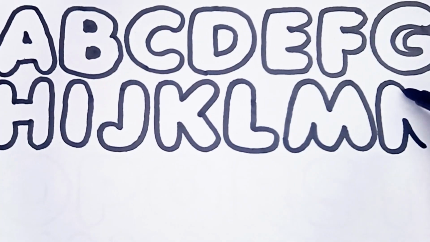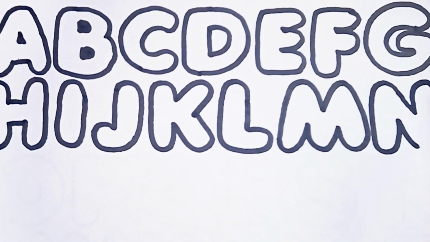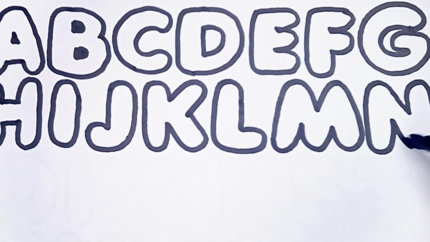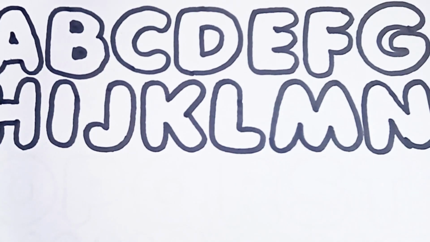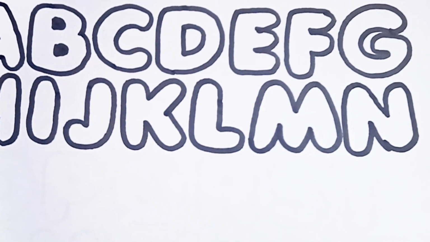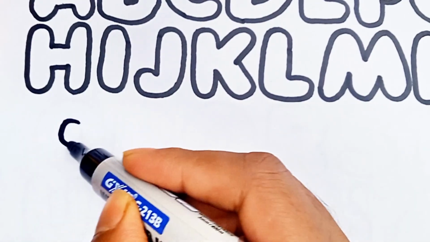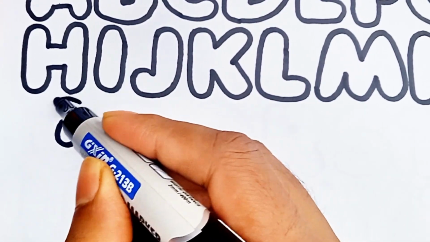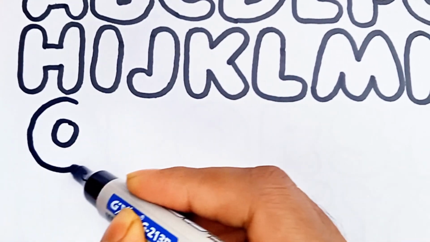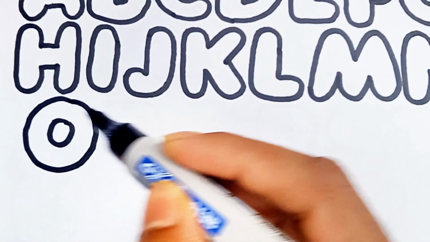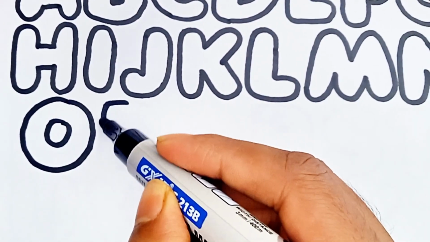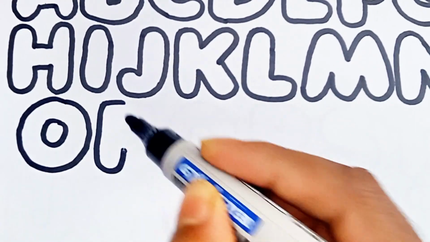N is for nest. O is for orange. P is for panda.